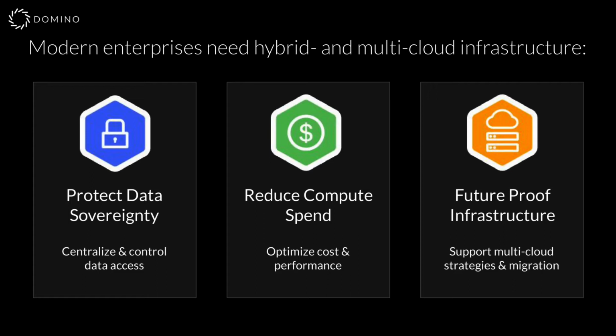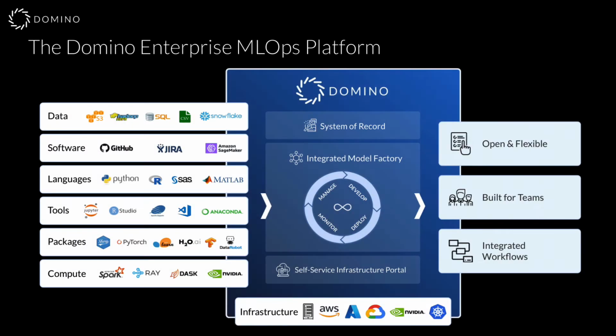Data science in a modern enterprise increasingly requires infrastructure spread across different clouds and on-premise clusters in order to comply with data sovereignty requirements, reduce cloud cost, and future-proof infrastructure. Domino is the leading enterprise MLOps platform, built for teams to create, deploy, and monitor models at scale, while allowing data scientists the flexibility to use their preferred tools, languages, and data sources.